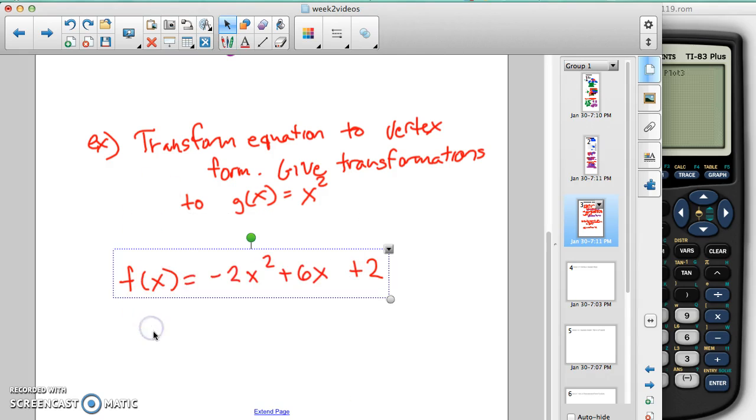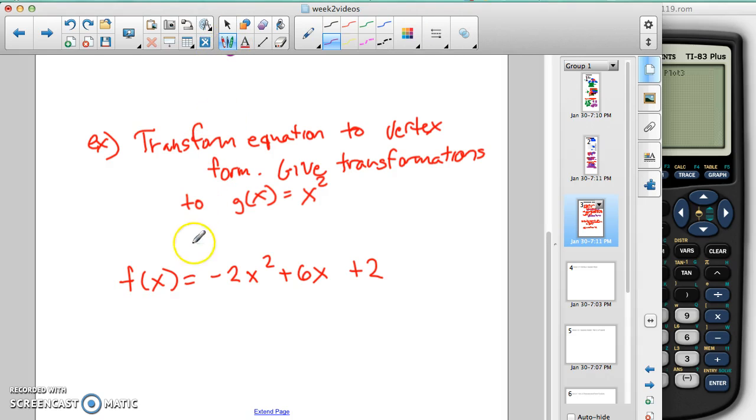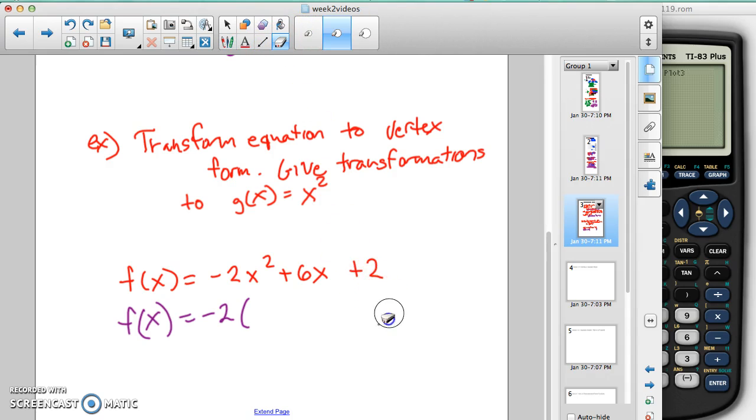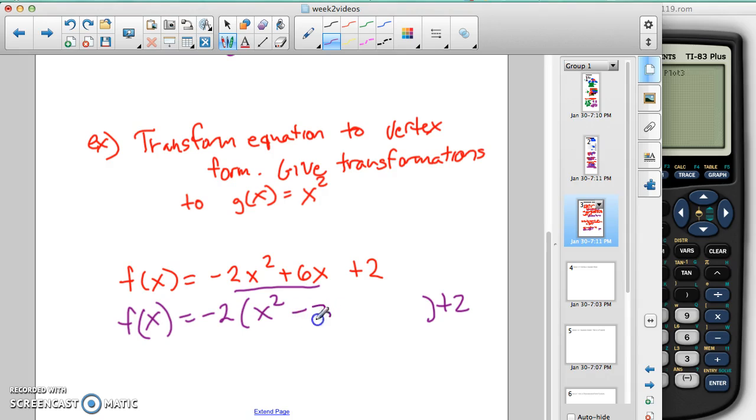So in the first step here, we would factor out the negative 2 because we need to get that a value out of the front of this. We're going to pull this 2 and bring it out here outside the parentheses. Leave myself a little bit more room. And then when we factor out the negative 2 out of these two values, we're going to get x squared minus 3x.